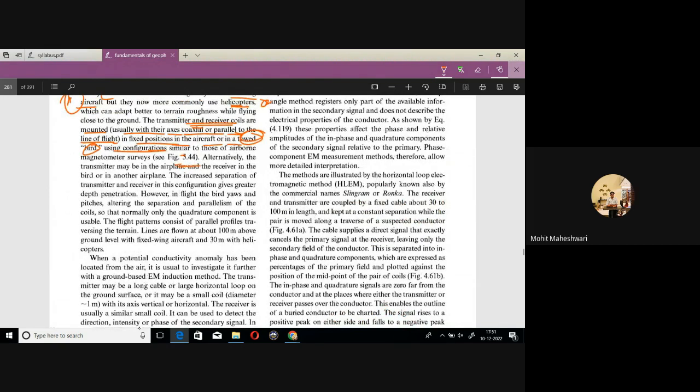The next thing which is very, very important: increased separation of the transmitter and the receiver in this configuration gives greater depth of penetration. Very, very important concept. If you have to penetrate deeper inside the earth, then the transmitter and receiver distance must be larger.